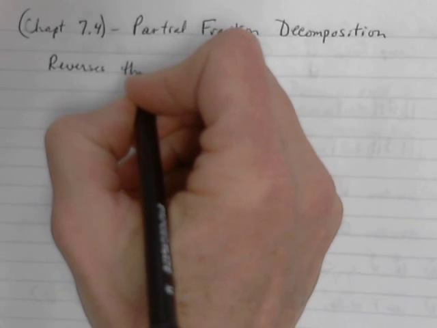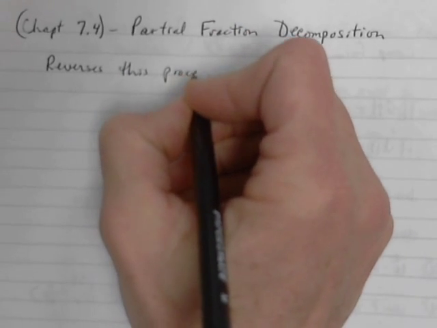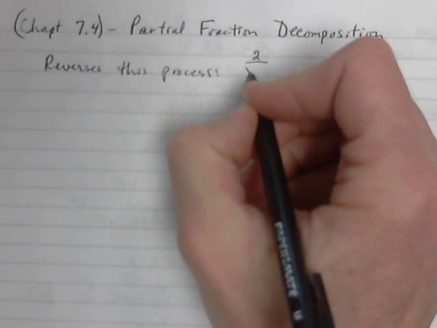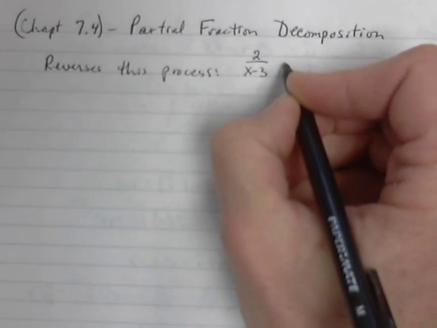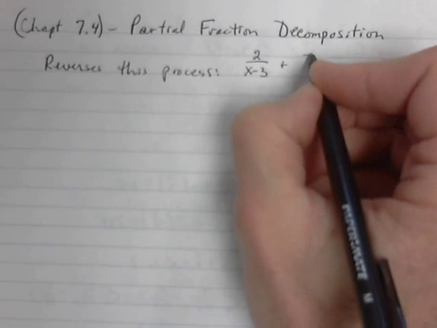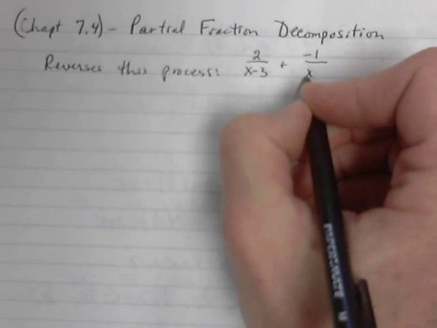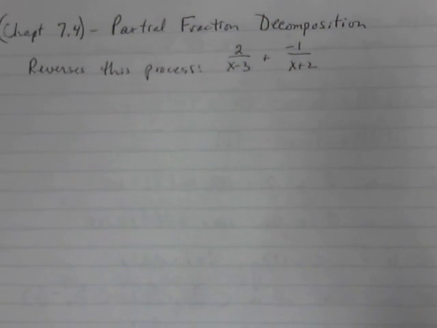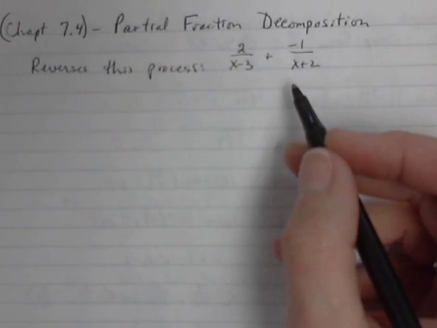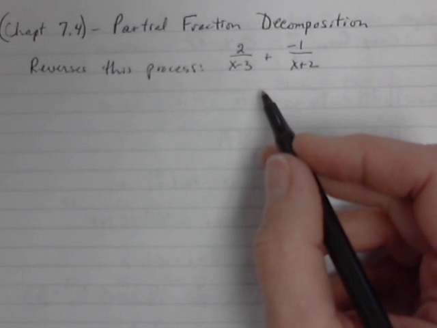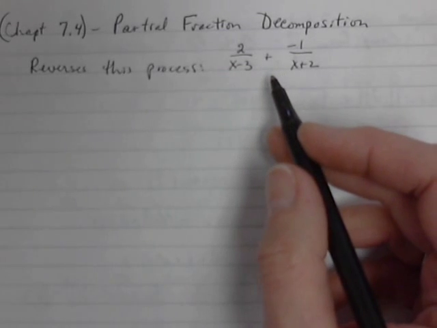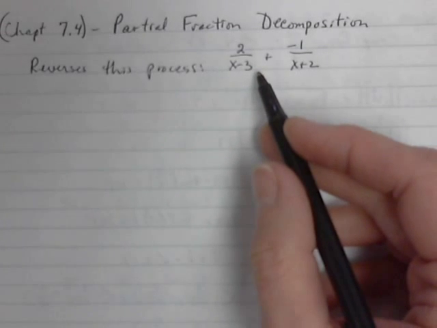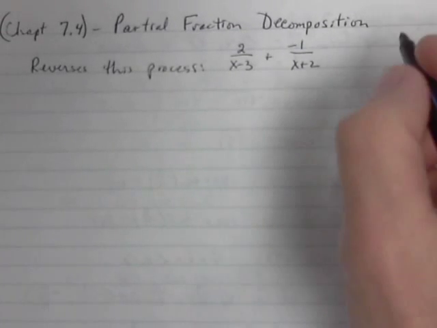It reverses this process. What if you were asked to add 2 over x minus 3 and negative 1 over x plus 2? This was an Algebra 2 topic, or like I said, maybe even Algebra 1. If you want to shut the video off right now and see if you can simplify this expression, you can go ahead. Or if you want to just listen to me review this with you right now, you can.